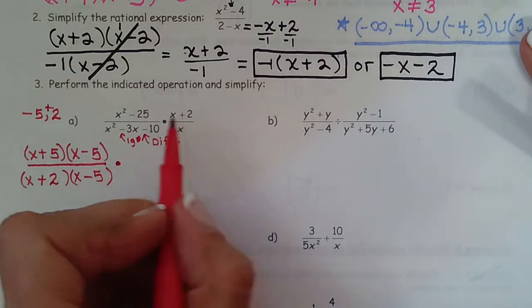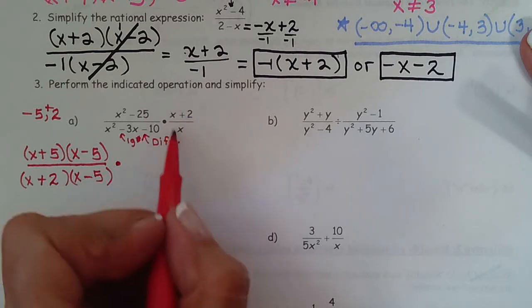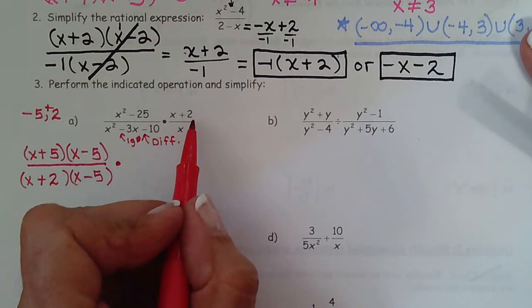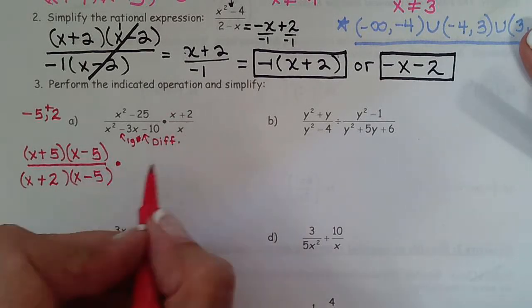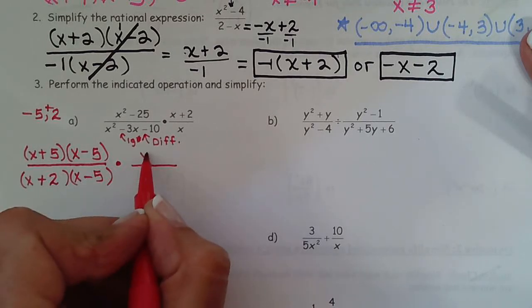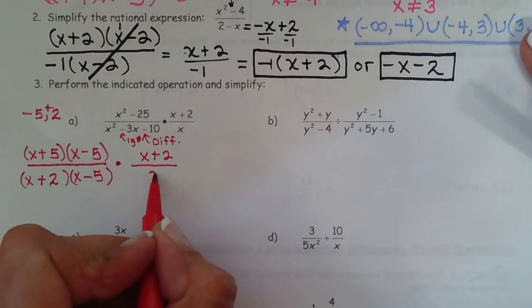And then it's times. I see no exponents here. So when there's no exponents, that means only a GCF. I don't see a GCF, so those two don't factor. They just stay the same.